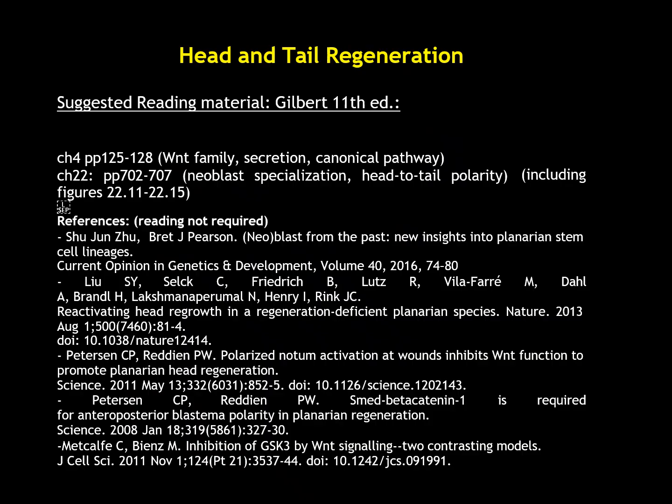This is a suggested literature. You don't have to read it, only if you're very passionate about these things. One day, if you have time, there is a lot of information about regeneration. This is already relatively old. There are even more and more articles about regeneration.